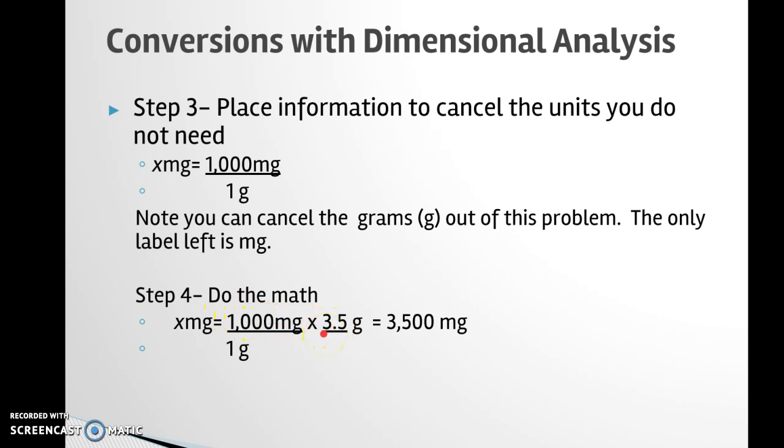And we need to convert that 3.5 grams to milligrams. So we're going to put 3.5 grams. It's going to cross out the grams, and it's just going to leave us with 1,000 milligrams times 3.5 divided by 1. So again, we've got our milligrams. That's what we're looking for. If we do the math, we take 1,000 milligrams times 3.5, because our grams are gone, that gives us 3,500 milligrams.